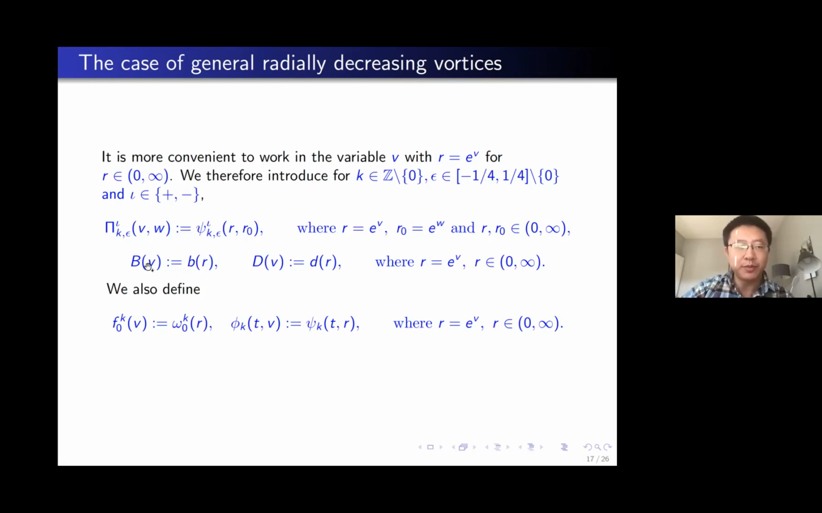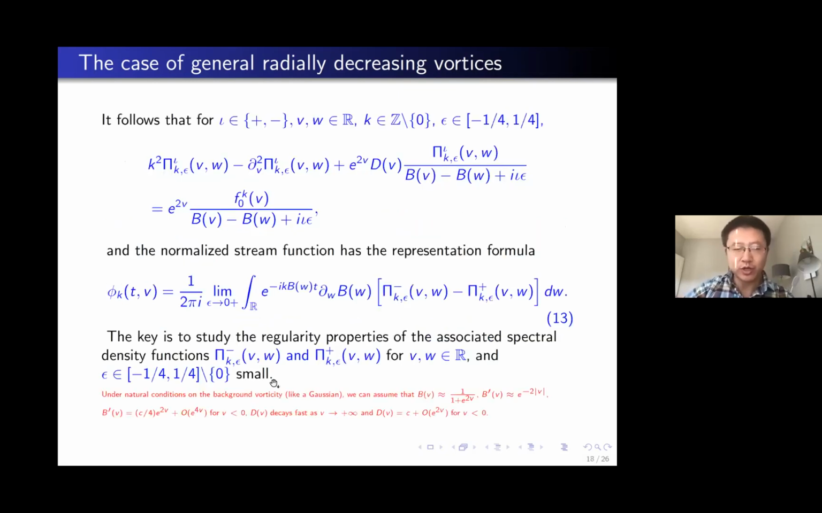Moreover, we can write B(R) as capital B(V), D(R) as capital D(V). Again, everything is switched to the V and W variables. And moreover, we also write the initial data in the V variable and the stream function in the V variable. So now we want to work with the V variable. It's some calculation, but it's a straightforward calculation to switch everything from the R naught variable to the V, W variables.